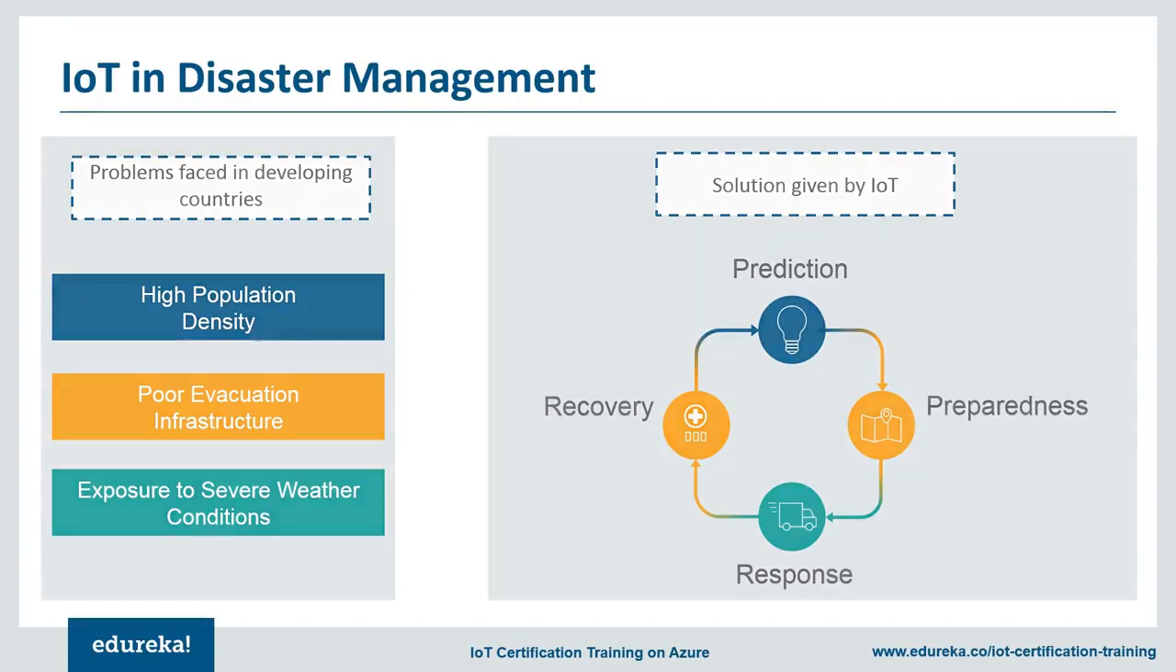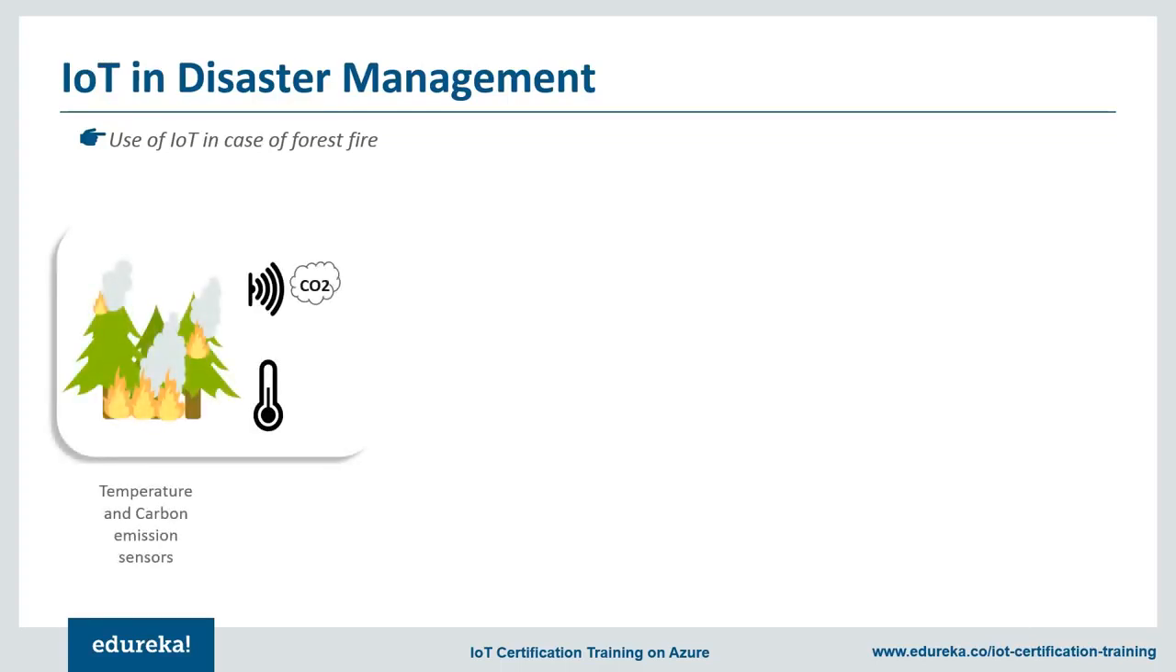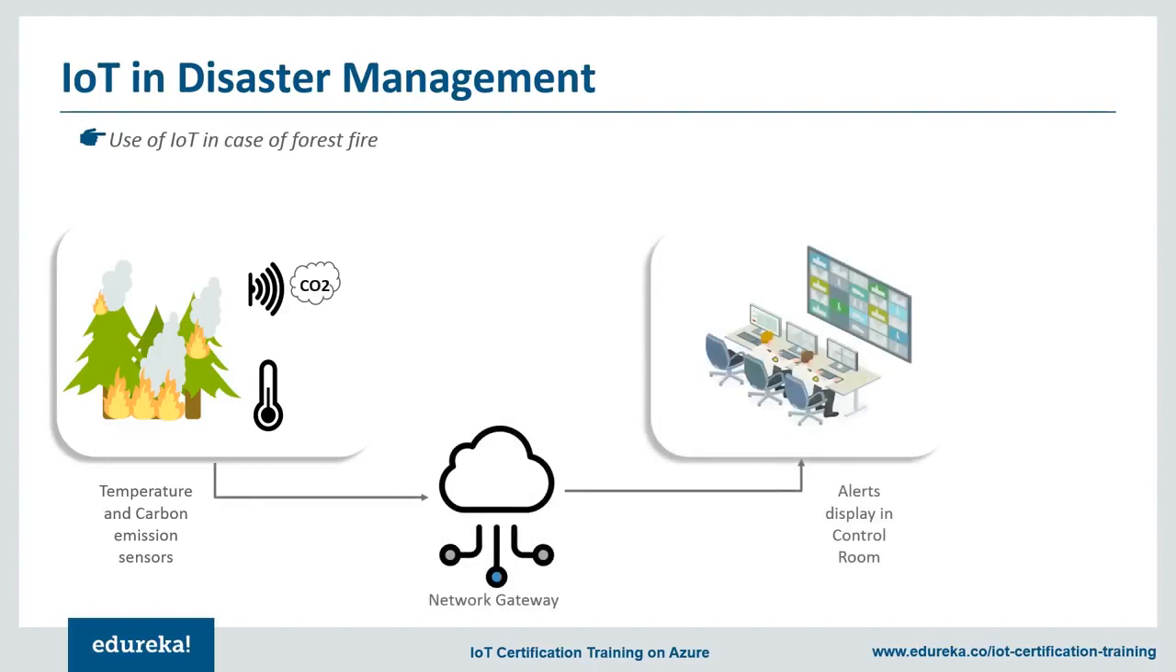Let me give you an example of a forest fire where IoT could be used as a solution. To be prepared for critical incidents like a forest fire, sensors are installed near the perimeters of the forest. They contribute data feeds about temperature and carbon emissions to a control room which is common to the entire town. This is done via a secure network gateway in real time.